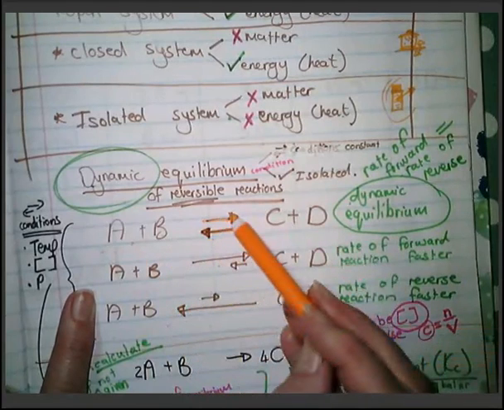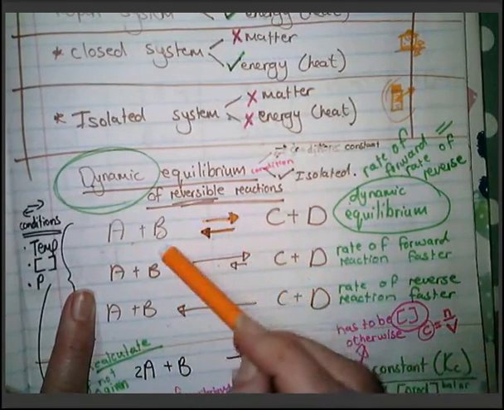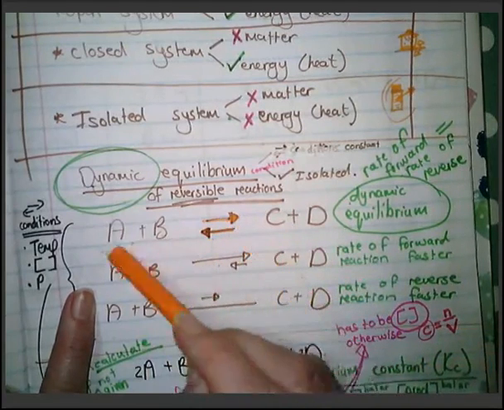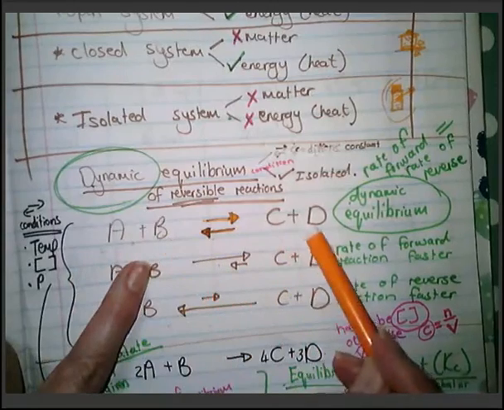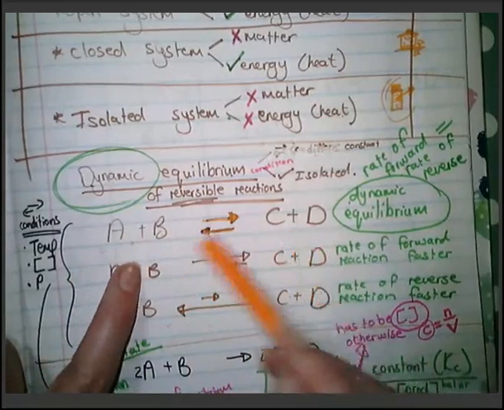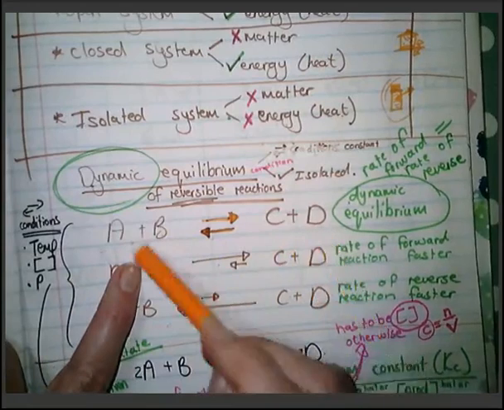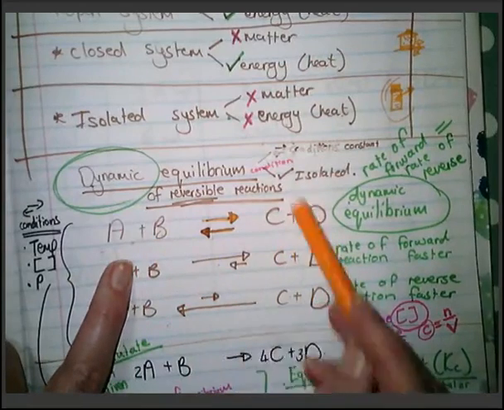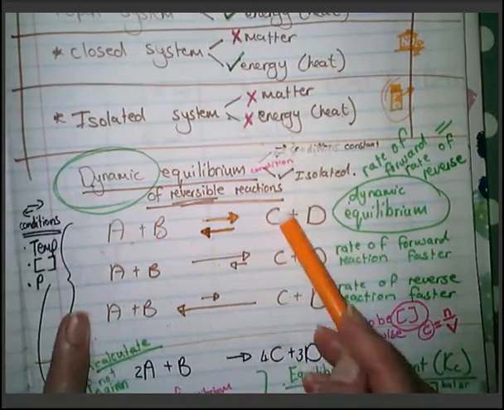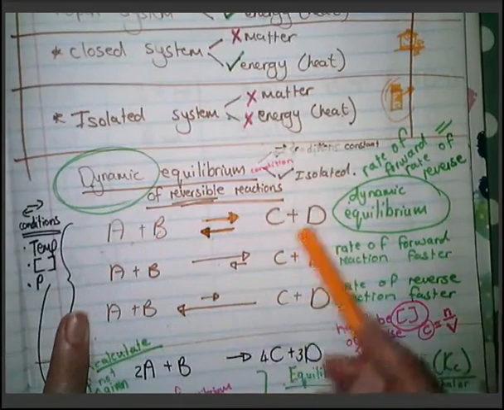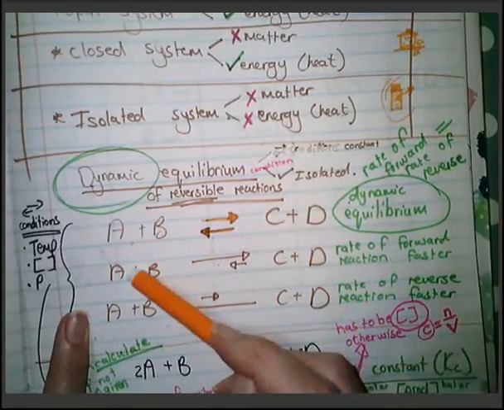So this is not static, so that A and B has now formed C and D, and now everything just stays as it is. It's dynamic. A and B is constantly forming C and D. C and D is constantly forming A and B.